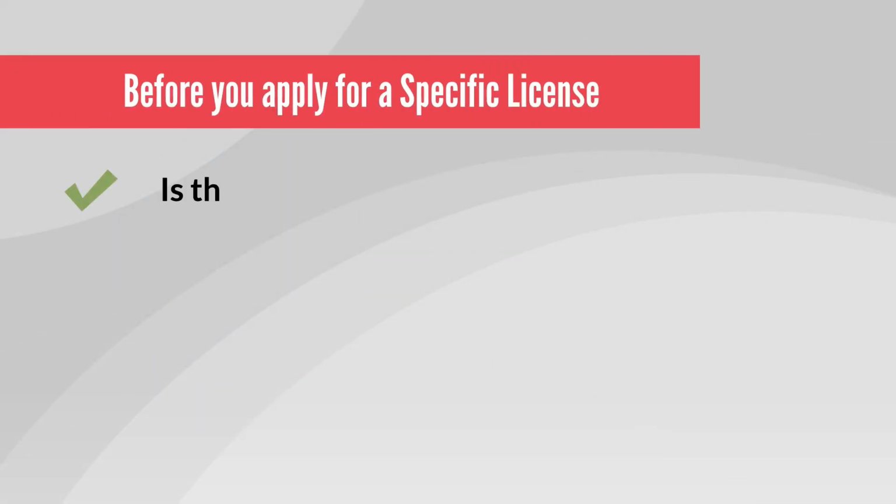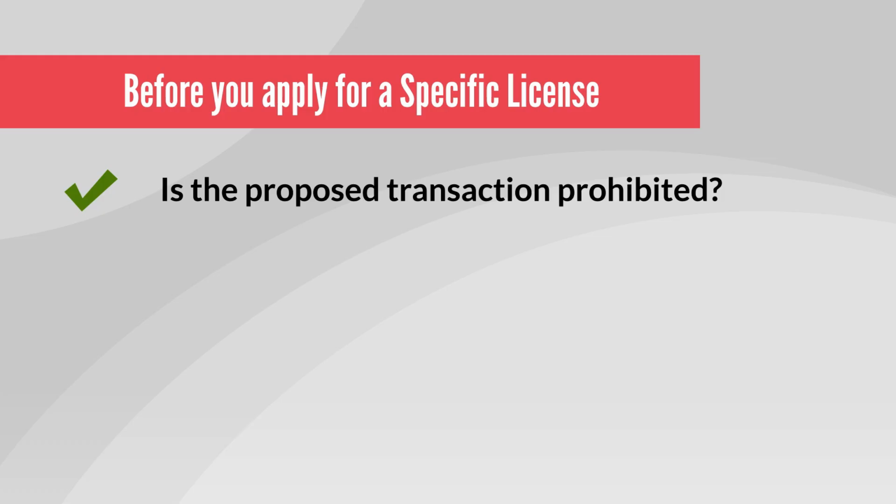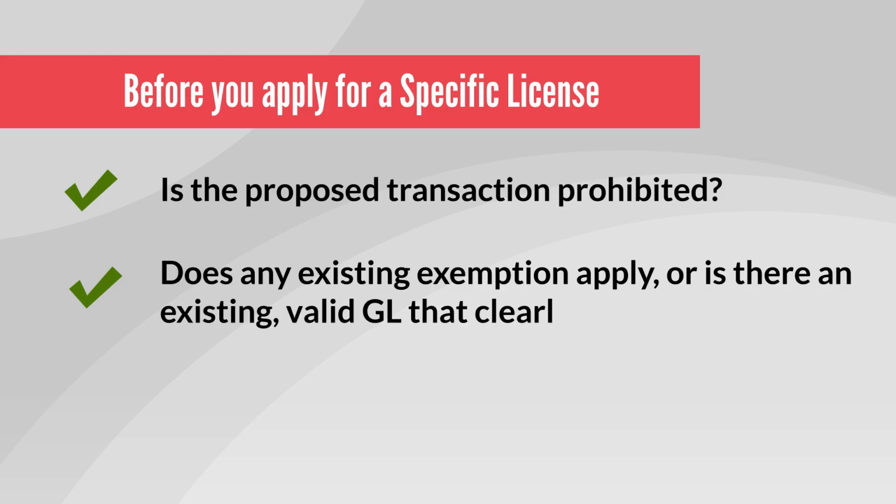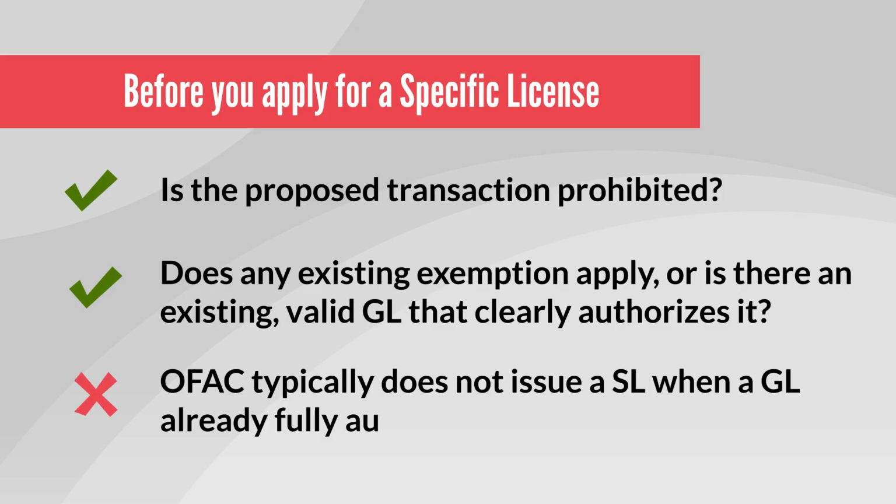Ask yourself 2 questions. Is the proposed transaction prohibited by U.S. sanctions? And if so, does any existing exemption apply? Or is there an existing, valid general license that clearly authorizes it? Please note that OFAC typically does not issue a specific license when a general license already fully authorizes the transaction.